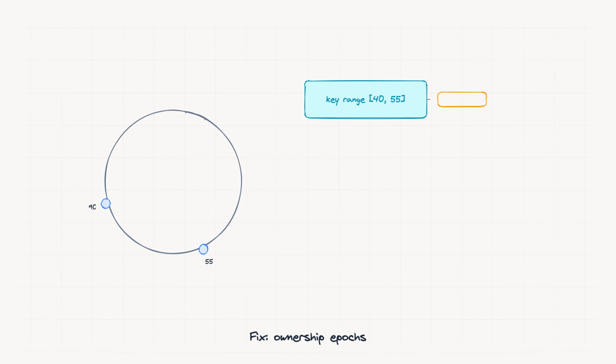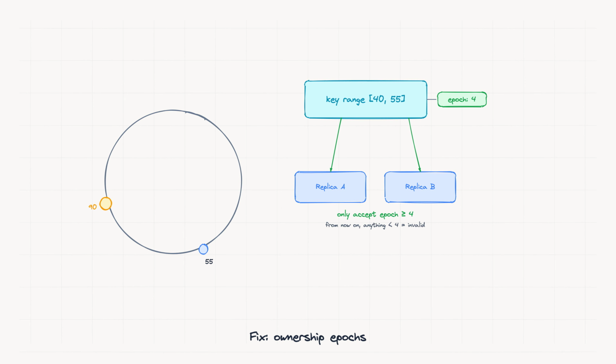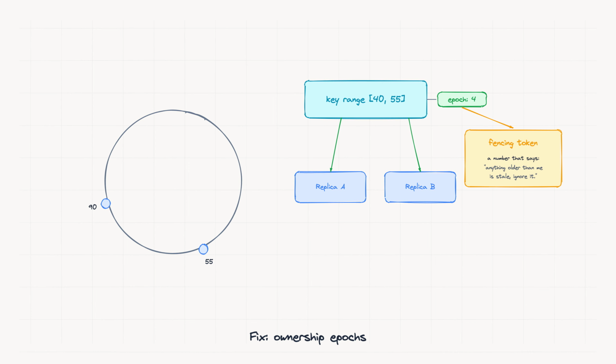The fix is ownership epochs. Every time ownership of a key range changes hands, the epoch increments. It's just a counter attached to the key range. When 90 takes over from 55, the epoch goes from, say, 3 to 4. 90 tells its replicas, from now on, only accept writes that carry epoch 4 or higher. Anything with epoch 3 or lower is invalid, reject it. That's a fencing token, which is a fancy name for exactly this idea. A number that says anything older than me is stale, ignore it.